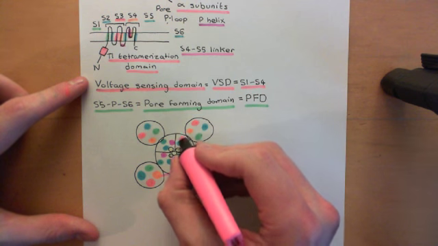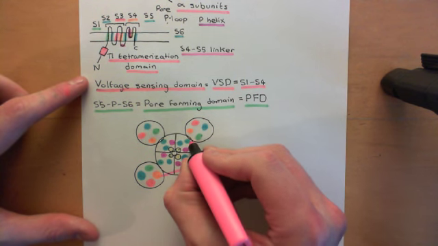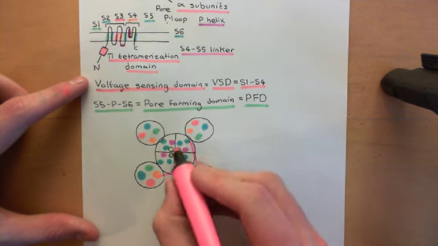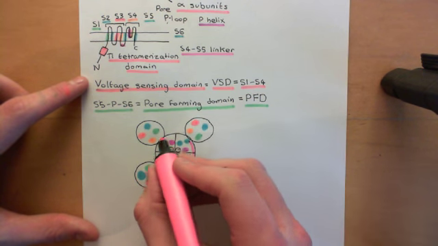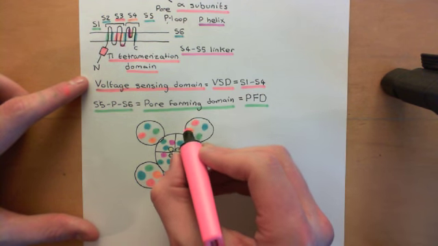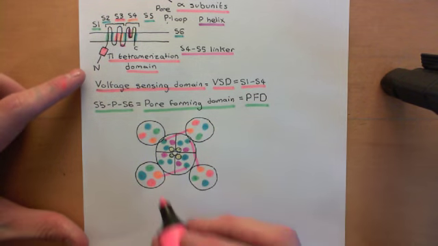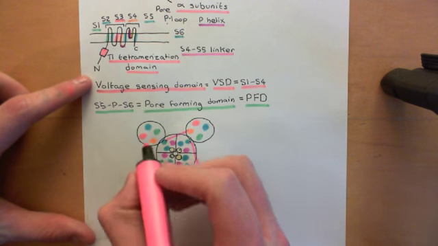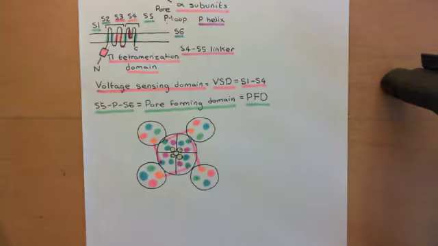Okay, so this pore-forming domain here is linked to this voltage sensing domain here, and here is the S4, S5 linker. Okay, so that's one alpha subunit. This voltage sensing domain corresponds to this pore-forming domain over here. Again, I'll put in the S4, S5 linker. Then finally, this pore-forming domain here corresponds to this voltage sensing domain here. And here is the S4, S5 linker.